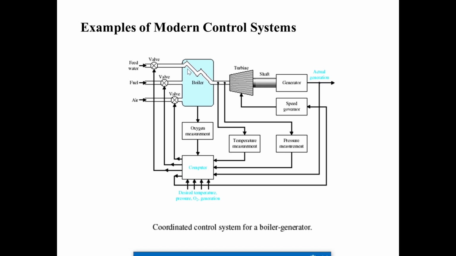Here you know that the steam power plant we have seen in the first chapter, module 1. When the water goes through the boiler, it heats up. That steam we expand in a turbine. Whenever we expand it, the turbine shaft is coupled to the generator shaft, and it rotates and generates electricity. So the speed governor, pressure measurement, temperature measurement, oxygen measurement, valve opening and closing of air, valve opening and closing of fuel, valve opening and closing of feed water, all these things are controlled by this single unit, that is a computer, that is a controller. So this is the best example for the modern control system.